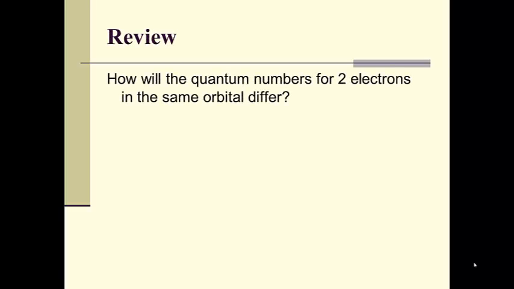So, for our review, going back to quantum numbers, how will the quantum numbers of two electrons that are in the same orbital differ?